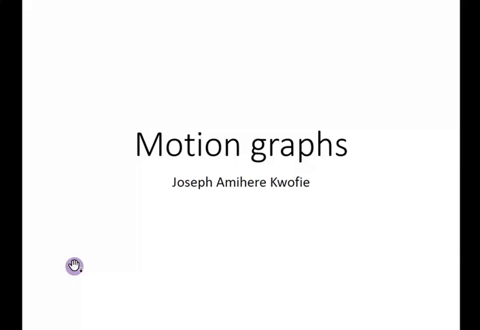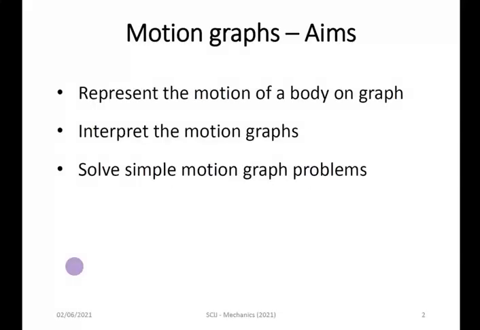Let's now take a look at how to represent the description of motion that we've discussed earlier on a graph space. So our focus will be to represent the motion of a body on a graph. The descriptions we can use for a moving body. How do we represent all these on a graph sheet?